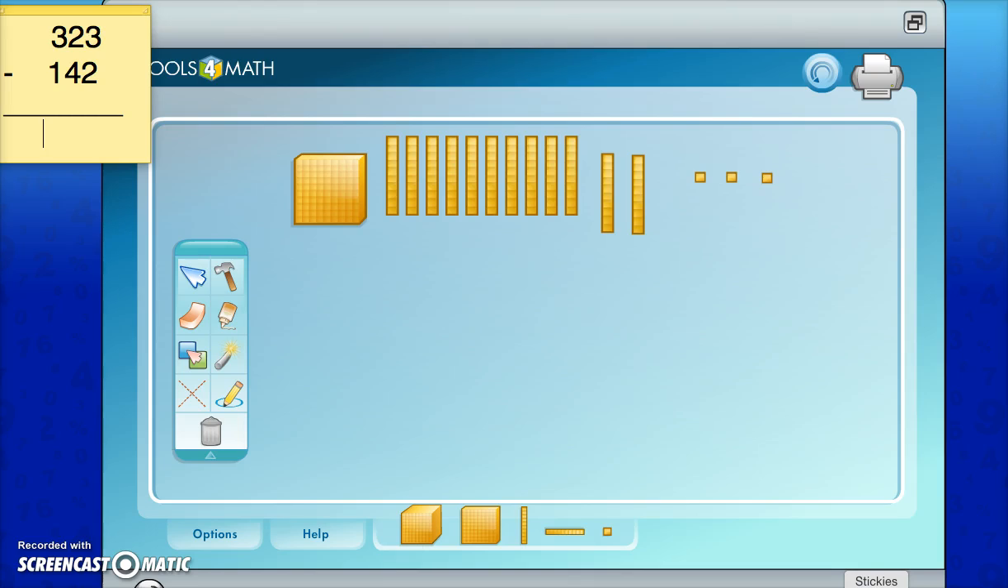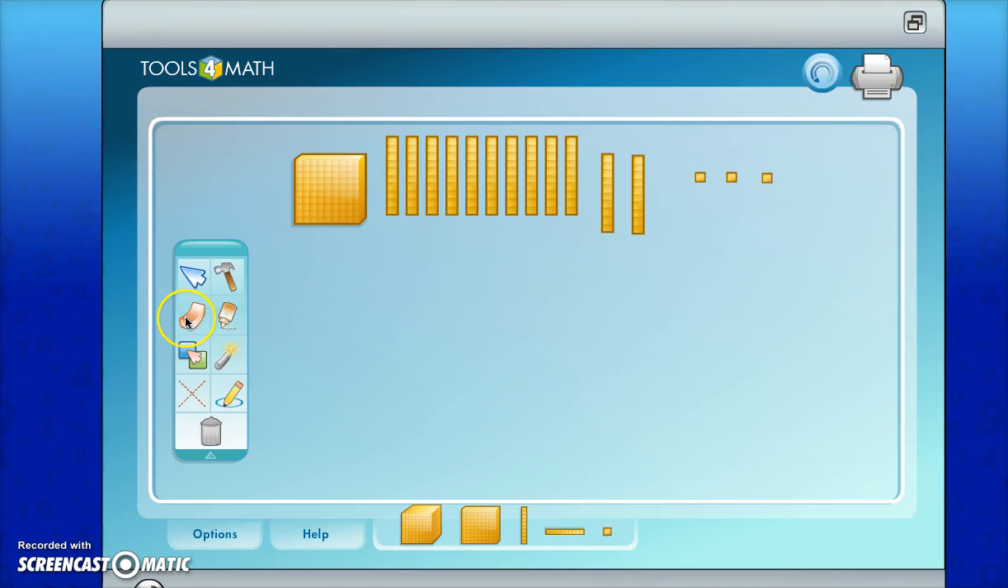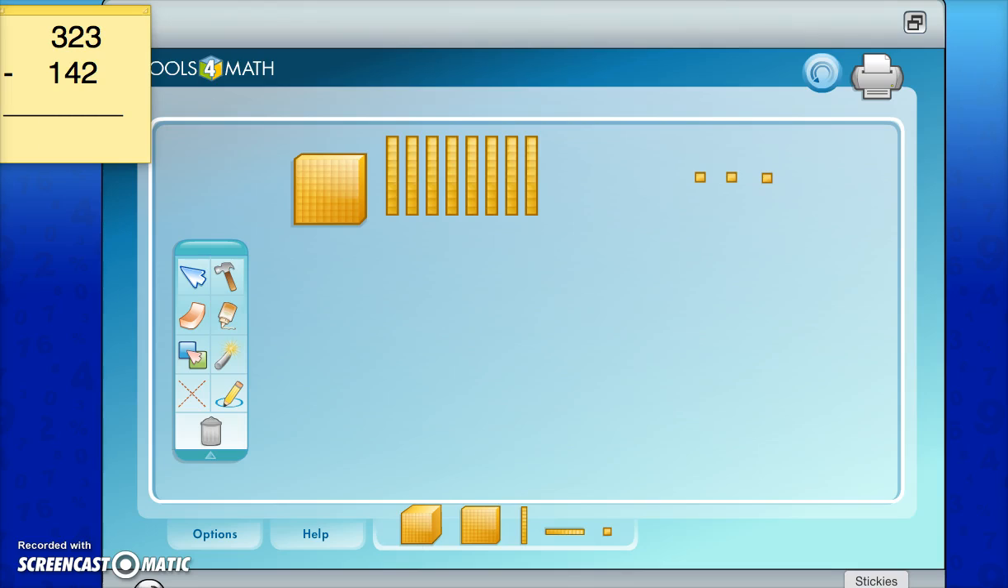Now I have plenty of tens to take away my 4. Let me go and do that. Great. Now I'm going to move over to my ones place. I have 3 ones. My problem tells me I have to take away 2. That's the 2 in 142. I can do that. I don't need to regroup. So this is easy peasy. Let me go and do it.